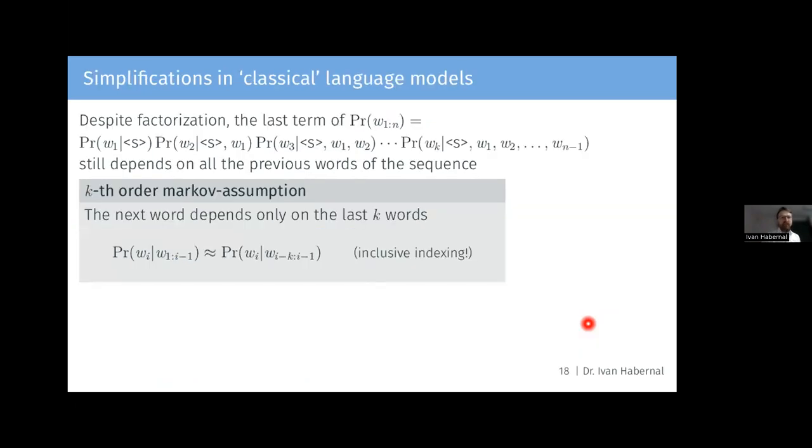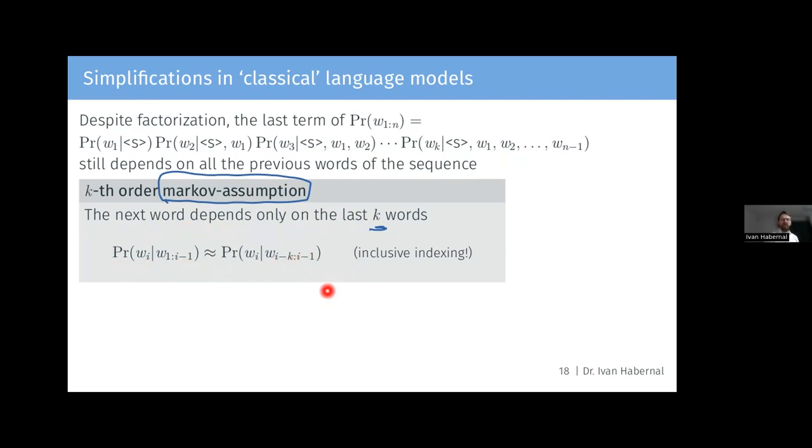Well, we're going to simplify it in classical language models, because despite the factorization, this is the issue: the last term still depends on all the previous words of the sequence. So we're going to make a so-called Markov assumption, kth order Markov assumption. You might have seen Markov assumption in many other contexts. We're only saying that the next word depends only on the last k words. So the probability of the ith word doesn't depend on all the previous words. It only depends on the k previous words.